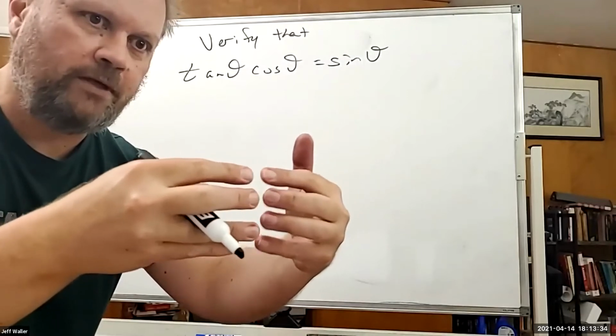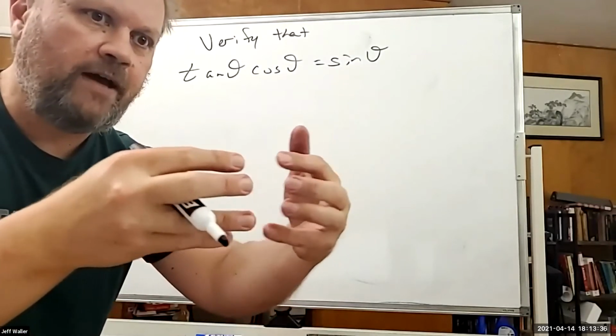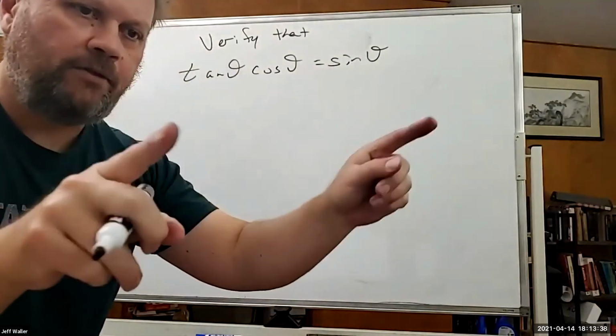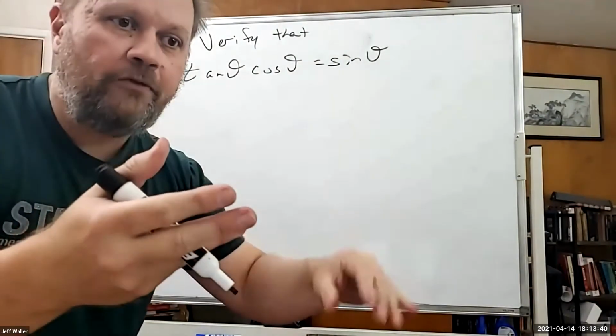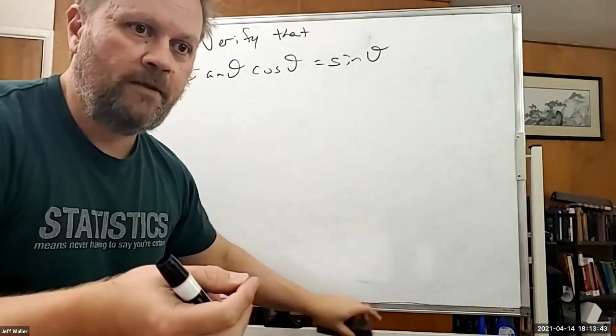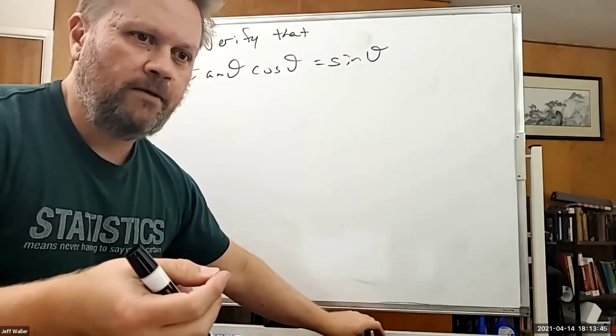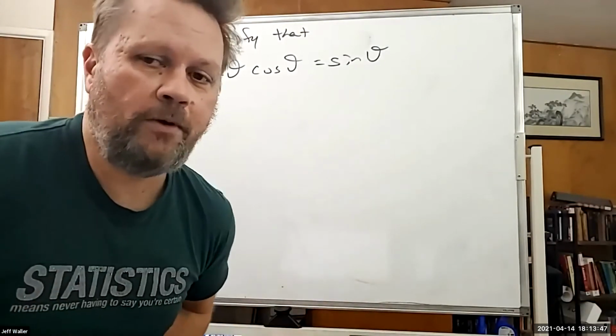Does everyone understand what I just said? So when I say verify identities, you are not allowed to do things to both sides because you're trying to prove that the equality is true. Yeah, maybe. And that was bonus, so I can do whatever I want to. Ha.